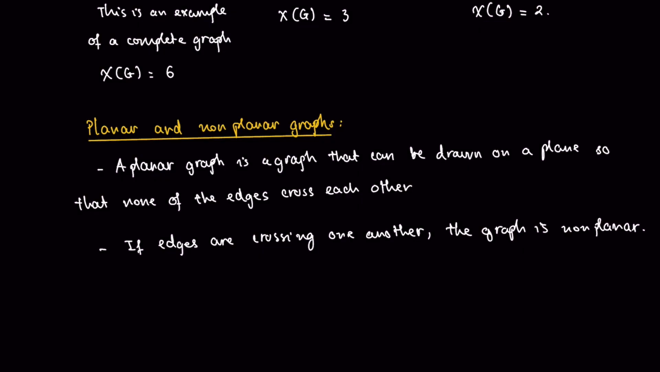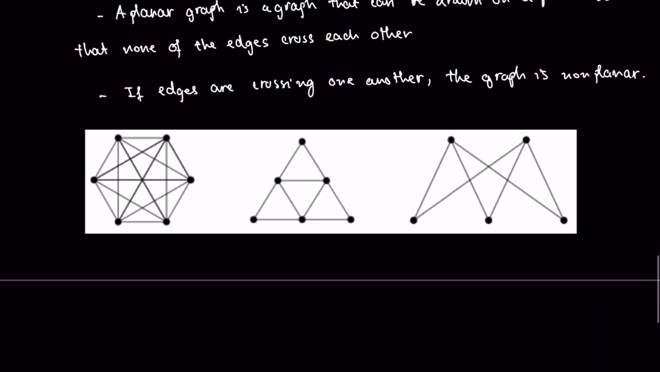The complication with this definition is that when you see a non-planar graph, you can sometimes redraw it to get a planar graph. From the examples we saw earlier, this is a non-planar graph, because the edges cross one another when you draw it. And this is a planar graph because the edges are not crossing one another.